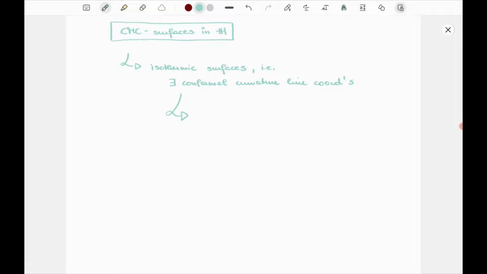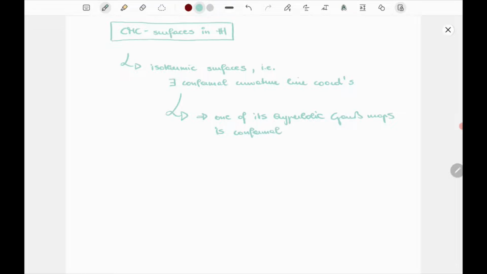If we have a CMC surface in hyperbolic space, one can prove that one of the hyperbolic Gauss maps is conformally parameterized. So one of its hyperbolic Gauss maps is conformal.